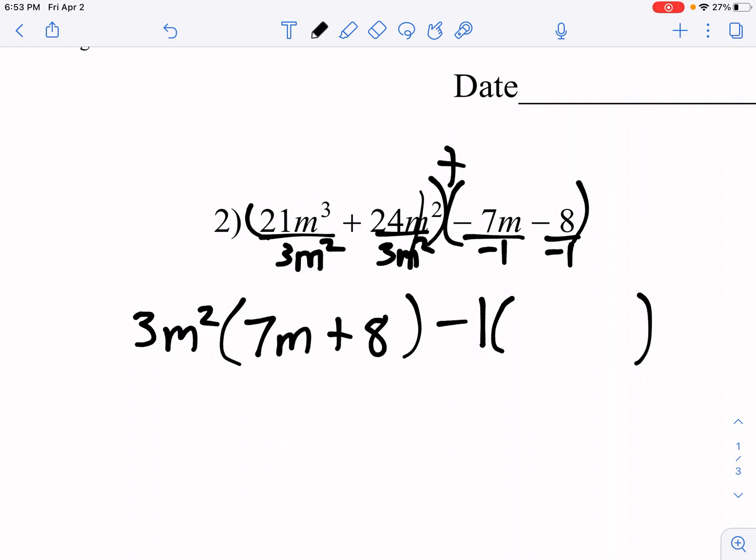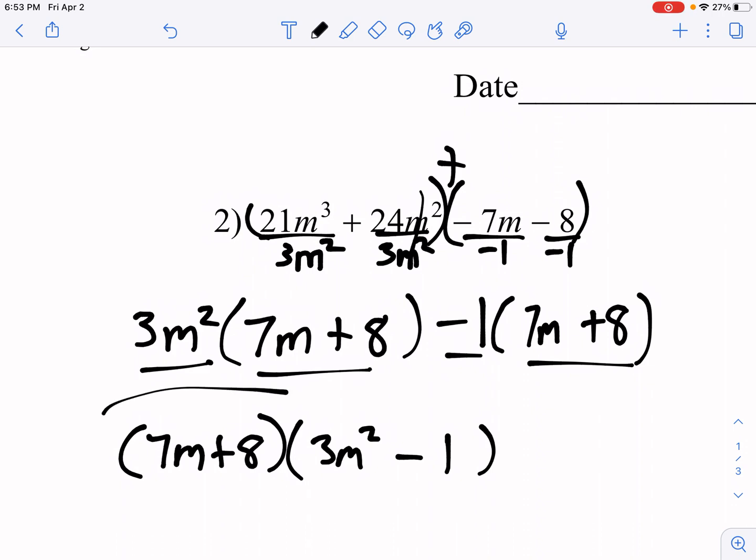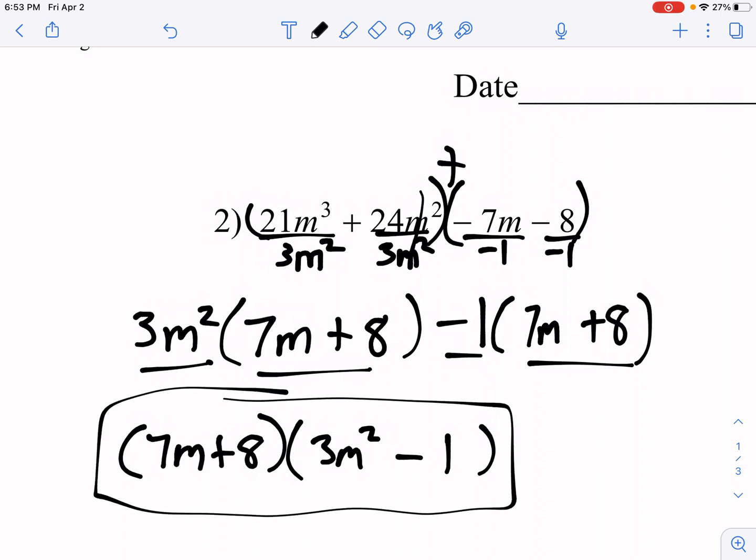What's a negative 7 divided by a negative 1? Positive 7. What's a negative 8 divided by a negative 1? Positive 8. So again, notice these two are the same. So I'm going to do the reverse of the distributive property, factor out 7m plus 8, okay, and multiply it by what remains, 3m squared minus 1. Okay, so this would be our solution.